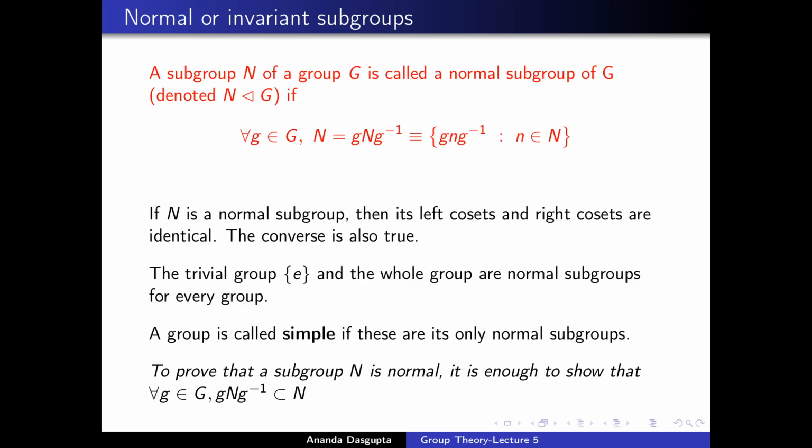But the example that we have seen is a set of symmetries of an equilateral triangle. And as we have seen, that's essentially the same group as the one which permutes three objects, namely the vertices of the equilateral triangle.